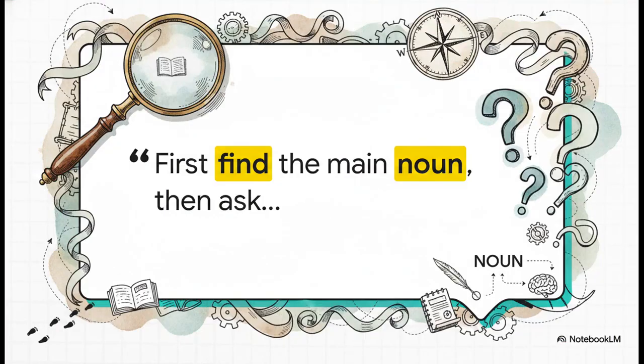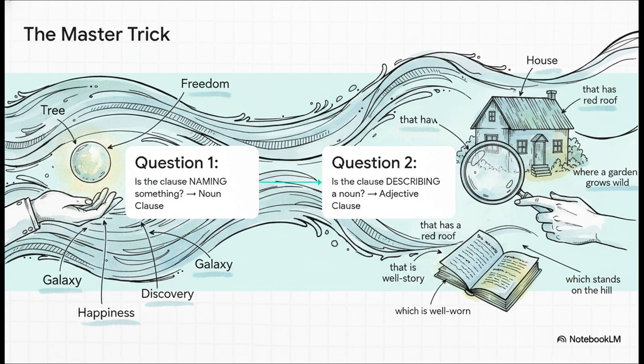Here's the whole strategy. First, find the main noun that's connected to the clause you're looking at. Then you're just going to ask 2 super simple questions to solve the entire puzzle. This is your key to becoming a grammar detective. And here it is, the master trick. Just ask yourself one of these 2 things. Is this clause naming something, an idea, a fact, a thing? If yes, it's a noun clause. Or is this clause describing a noun that's already there? If yes, it's an adjective clause. Naming versus describing. That is the entire game right there.